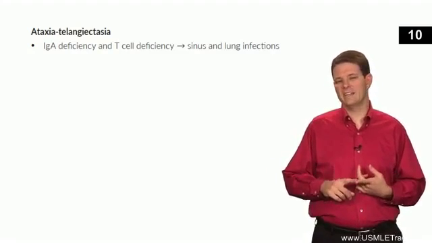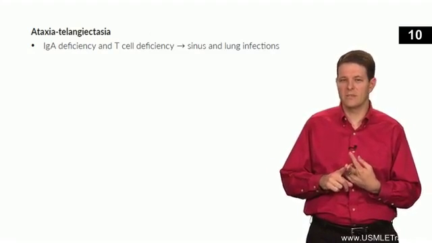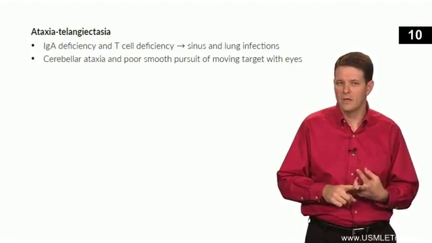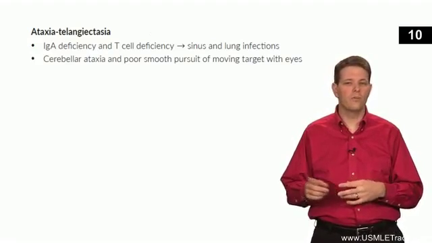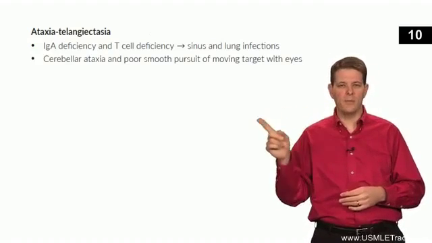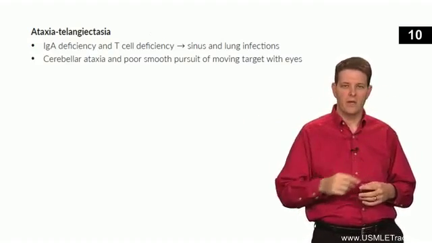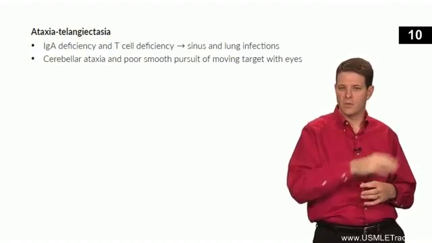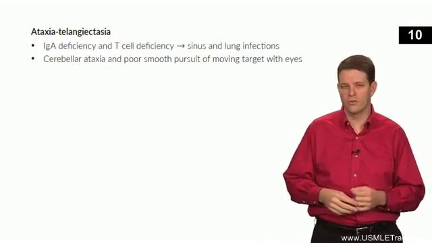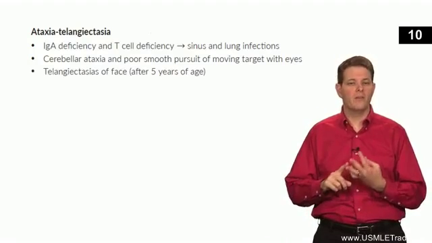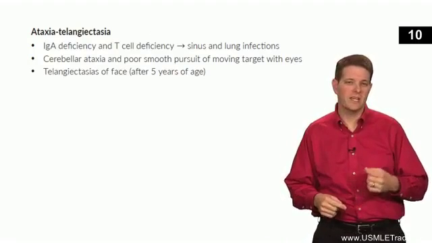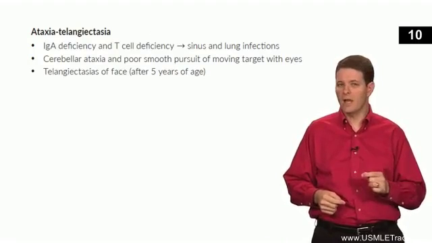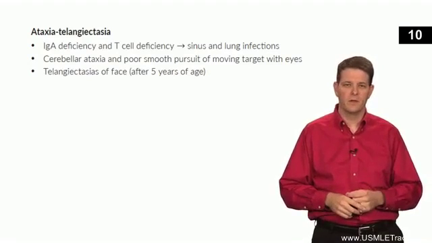This is called ataxia telangiectasia because these patients exhibit cerebellar ataxia. They also have poor smooth pursuit of a moving target with the eyes. So if there's an object moving across the visual field, the patient's going to have a hard time following that object with their eyes. And that's called poor smooth pursuit. These patients also have telangiectasias, specifically telangiectasias on the face, but not until after the age of 5.